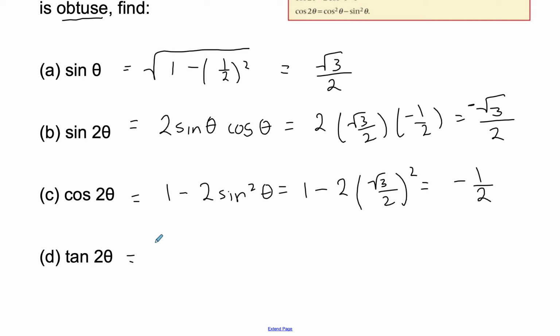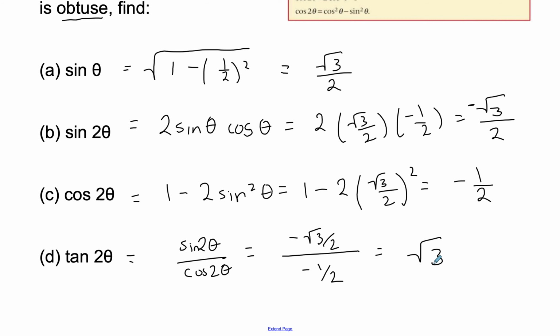Now, tan 2 theta, you don't have an identity here. There are some different levels in curriculums that would study the double angle identity for tan. So IB, AAHL do have the identity for tan 2 theta, but it's quite easy to do, especially if you have these already. So this will be sine 2 theta over cos 2 theta, and you have these values already. So you have a negative root 3 over 2 divided by a negative 1 over 2. The negatives will cancel out, the 2 will cancel out, and you're left with root 3.